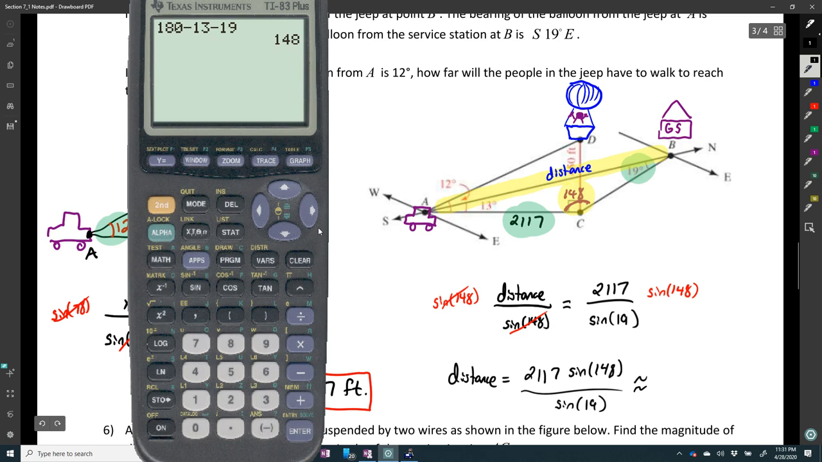And I'm going to type that in my calculator. 2,117 times sine of 148 divided by sine of 19. So 3,445. Since I'm rounding to the nearest number, 3,446 feet.